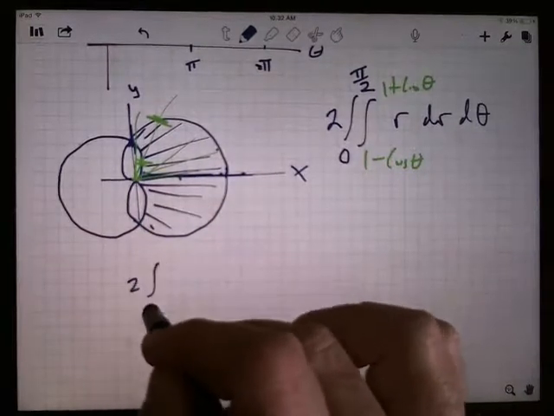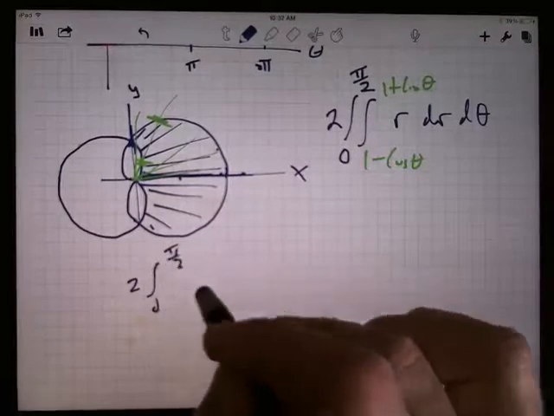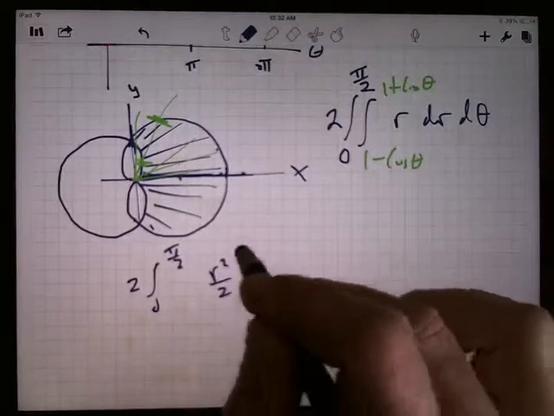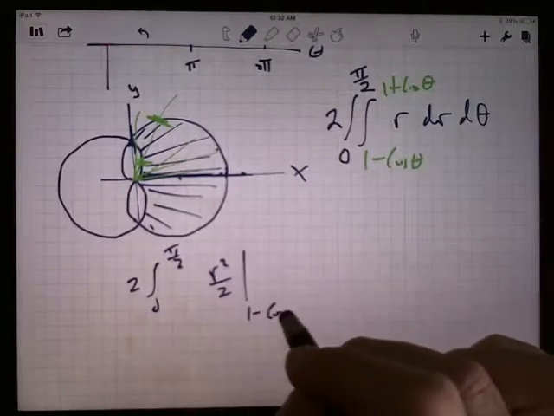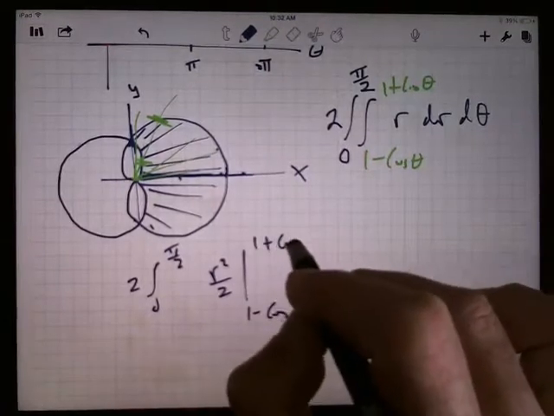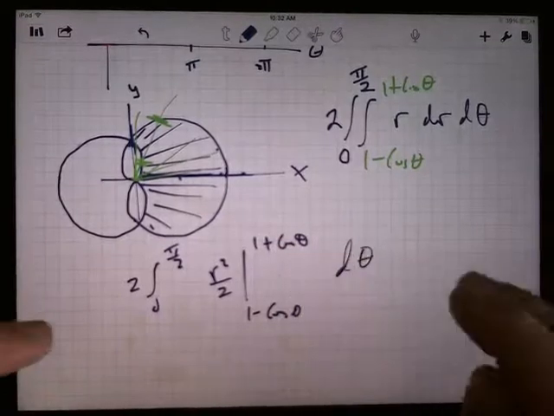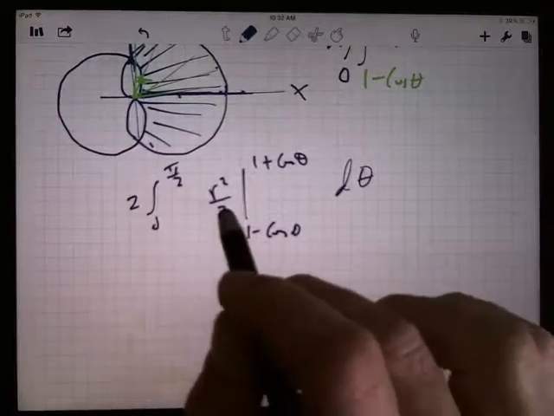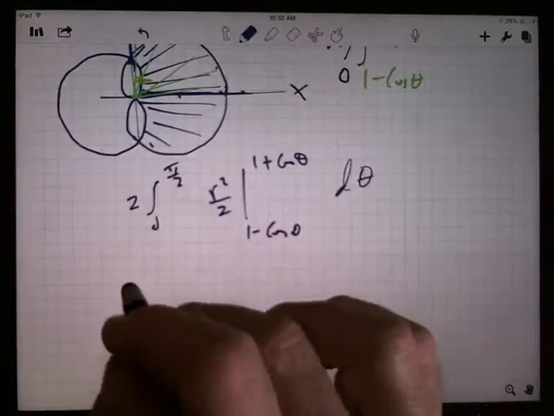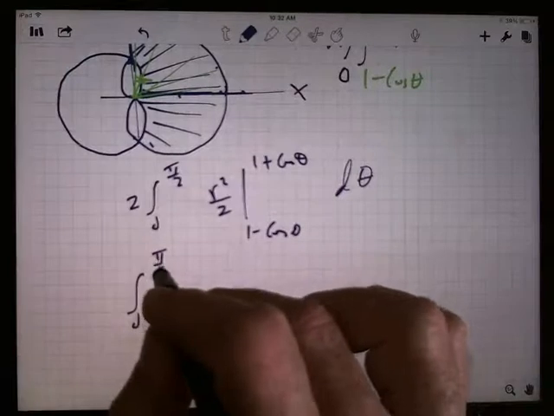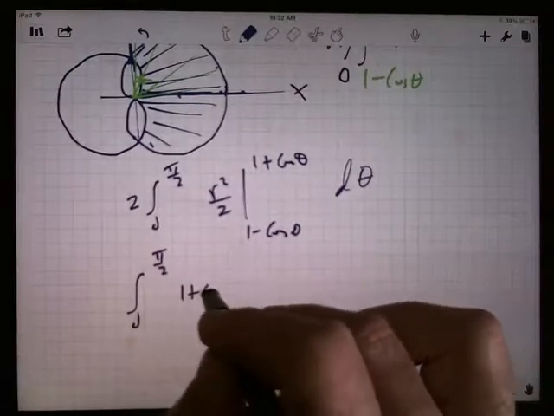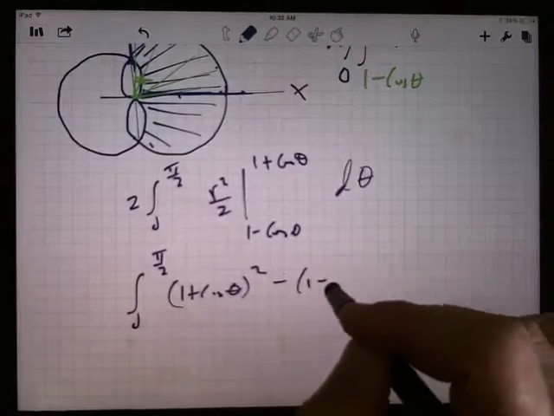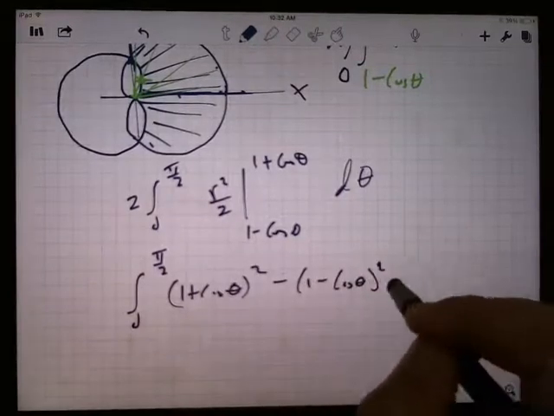So I've got 2 times the integral from 0 to pi over 2. r integrates to r squared over 2. Evaluate between 1 minus cosine theta and 1 plus the cosine theta, and integrate with respect to theta when you're done with that. So actually, let's take the half out in front and cancel it with that 2. So we've got the integral from 0 to pi over 2 of (1 plus the cosine theta) squared minus (1 minus the cosine theta) squared d theta.